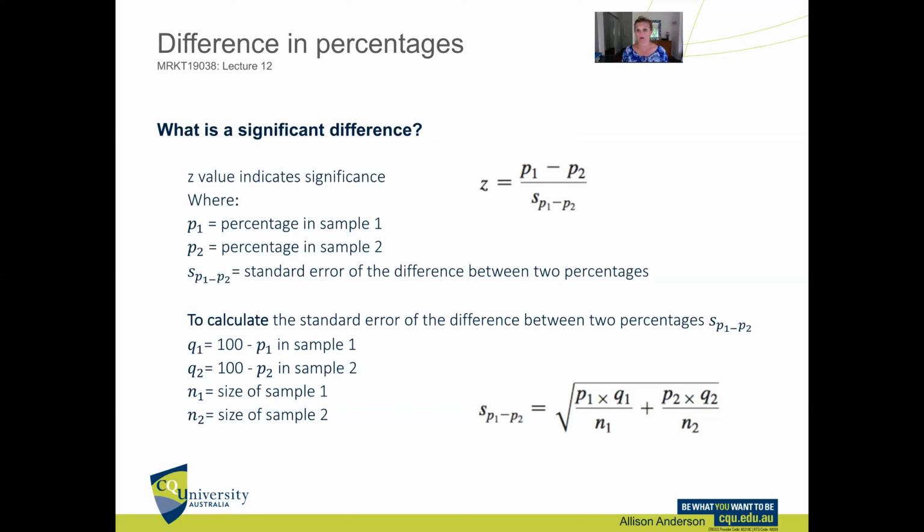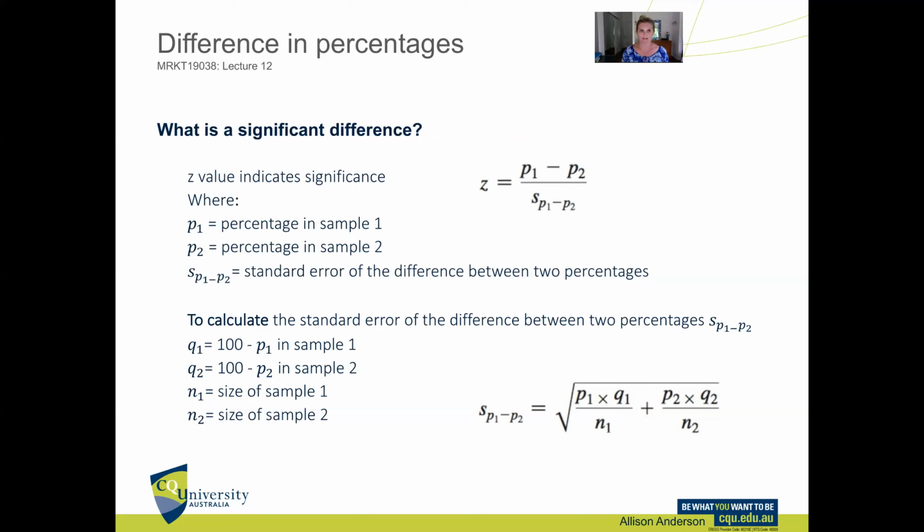And then you might have two different sample sizes. The sample size of the Labor voters might be 400, so N1 would be 400, and the Green voters might be 500, so N2 would be 500. So you can do the square root of that, calculate that, then feed that result into the bottom of the Z calculation. So that will give you a value.